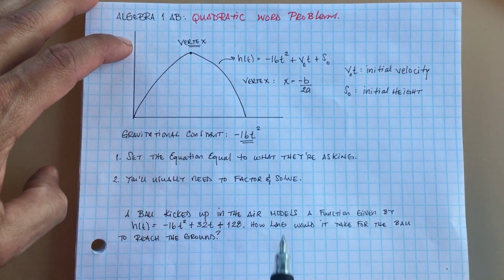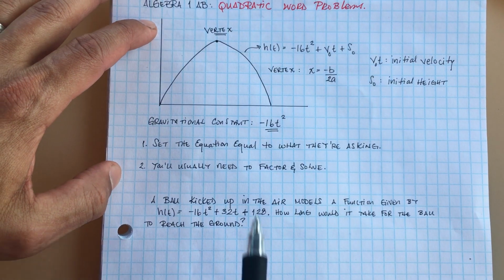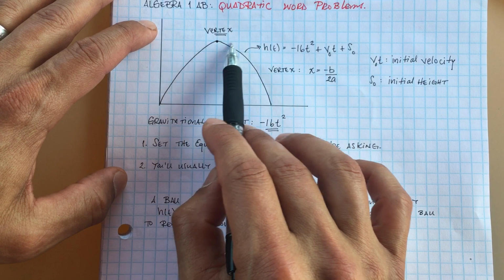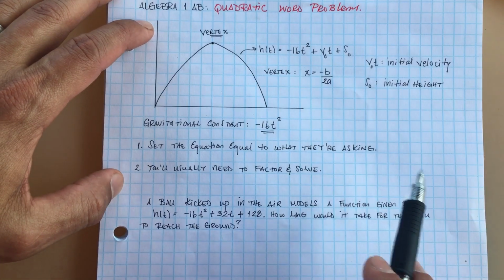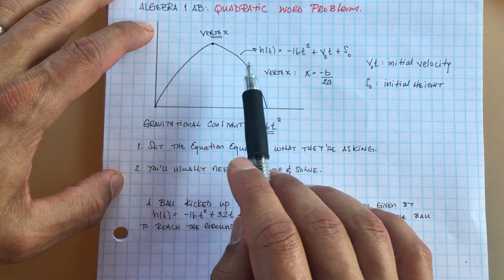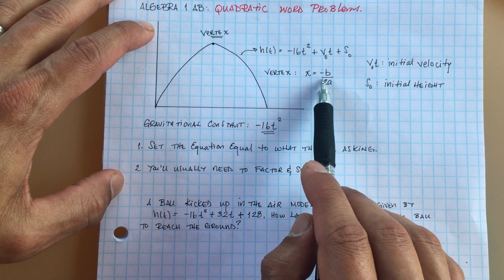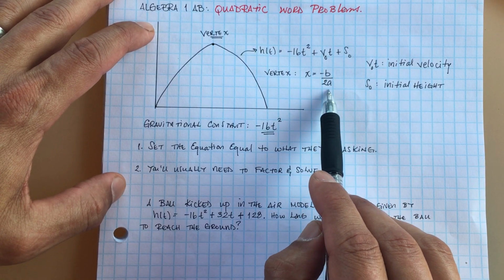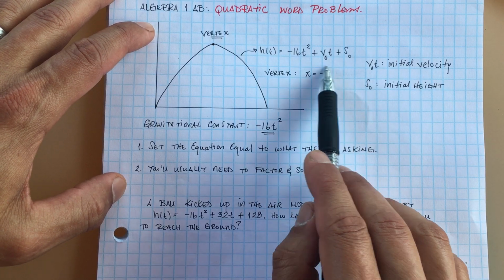Okay? Now, one thing I want you to see here, okay? Vertex, okay? If you've been following me, I've showed you how to graph quadratics. But one thing you're going to have to know about the vertex, there's one way to figure out the vertex, is using this little formula here. X is equal to negative b over 2a. So this is going to give you the vertex.